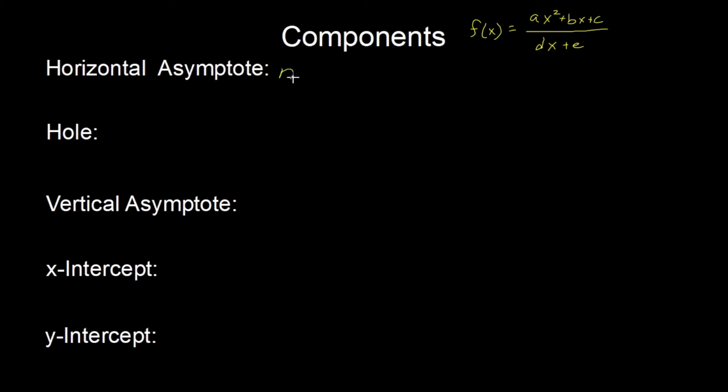So if the degree of your numerator is greater than the degree of your denominator, then you're going to look at no horizontal asymptote. So if this exponent is larger than your denominator's exponent, then you're going to have no horizontal asymptote. Another potential case is if you have the same.